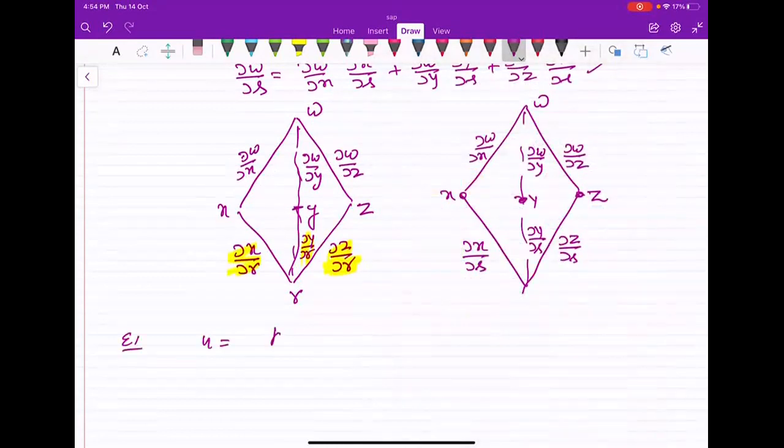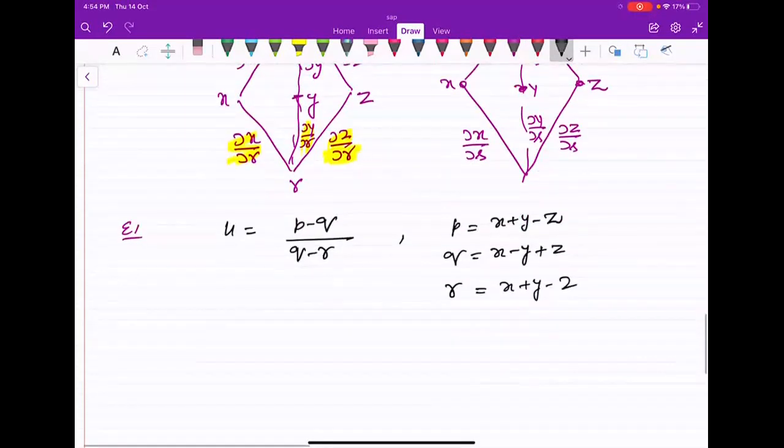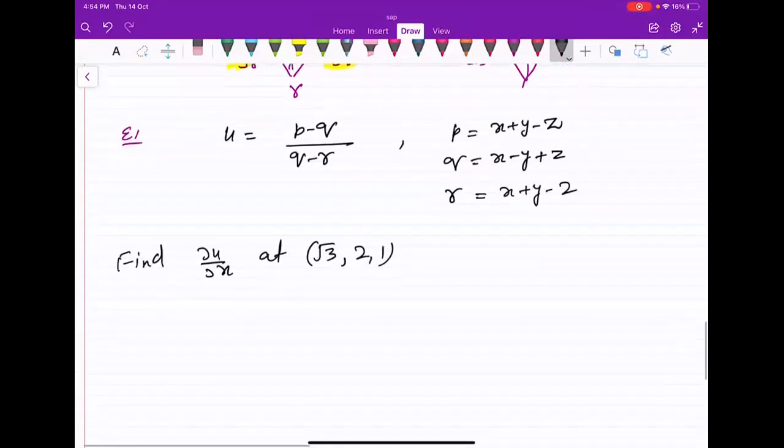Let u equal to p minus q upon q minus r, where p equal to x plus y minus z, q equal to x minus y plus z, and r equal to x plus y minus z. Now compute del u over del x at the point root 3, 2, 1. Compute the value of del u over del x at root 3, 2, 1.